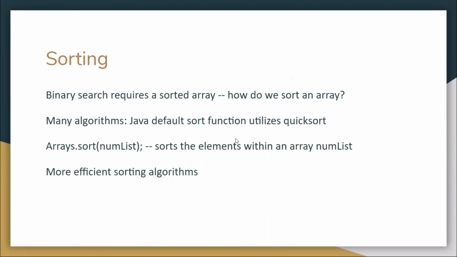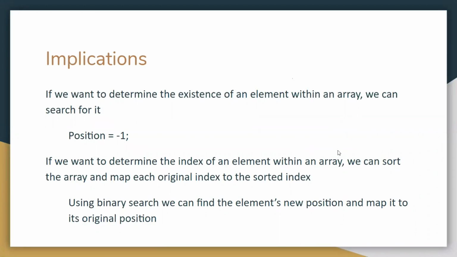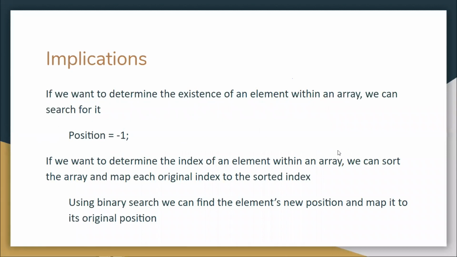So what are the implications of our search and sorting algorithms? There are two major implications. If we want to determine the existence of an element within an array, we can search for it. Notice that in our algorithm before, if we do not find the element within the array, we return the value of -1. So if we see that the position is equal to -1 from, say, a binary search algorithm, we can determine that the element does not exist within the array.